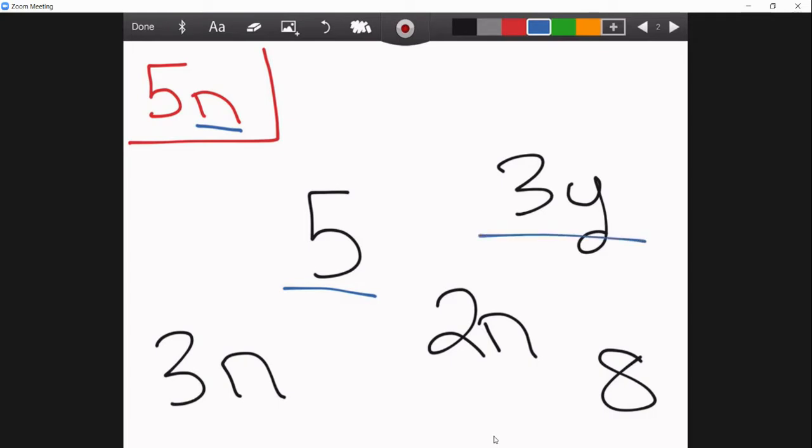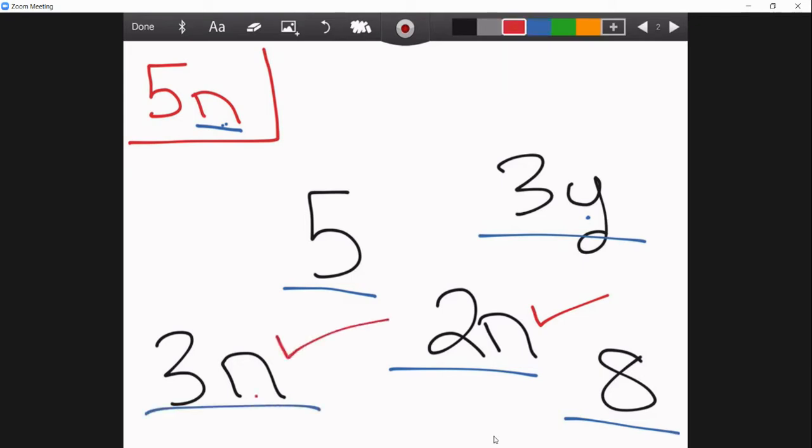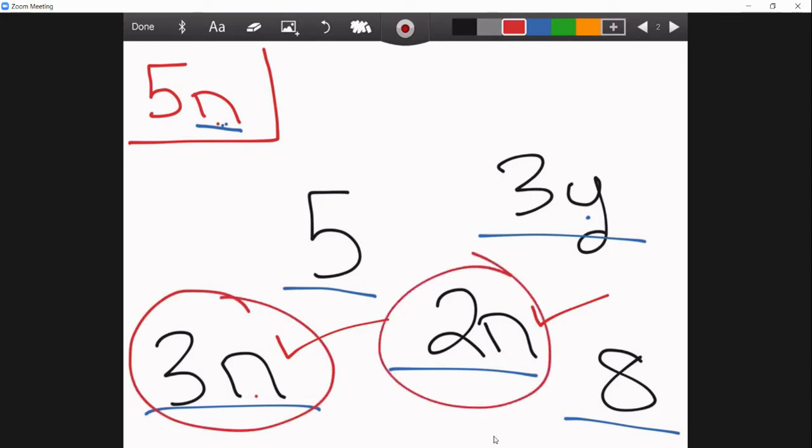Here I have 3y. I have a variable y that does not match my n, so I cannot put a check mark. Here I have 2n. It has the variable n, so this is alike. Over here I have an 8, I have a constant. Again, it is not alike because it does not have the same letter n. And then lastly, I have 3n. This is alike because it has the letter n and it matches my n on the top. So the only ones that would be alike are these two because they both have the variable n.